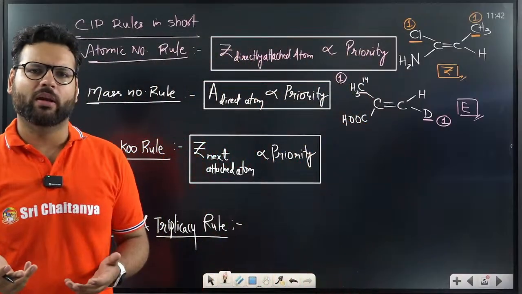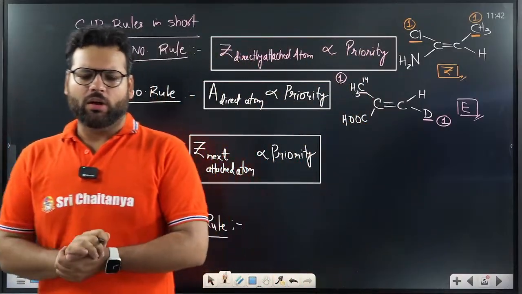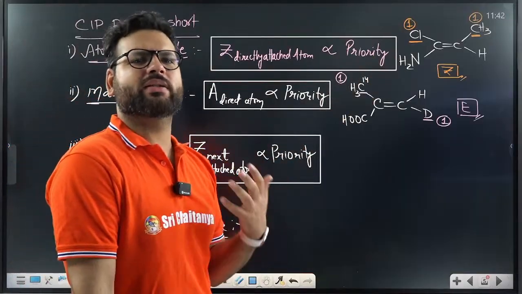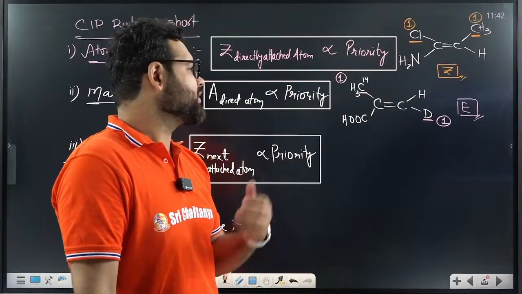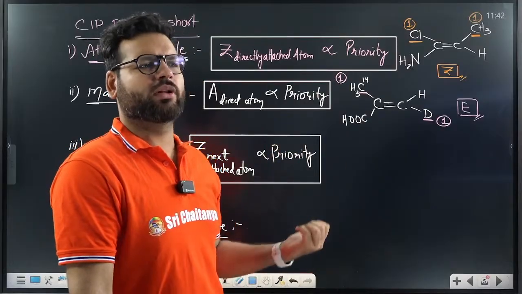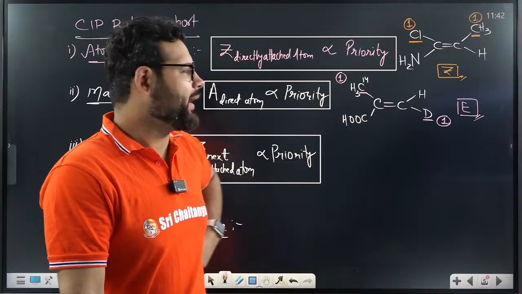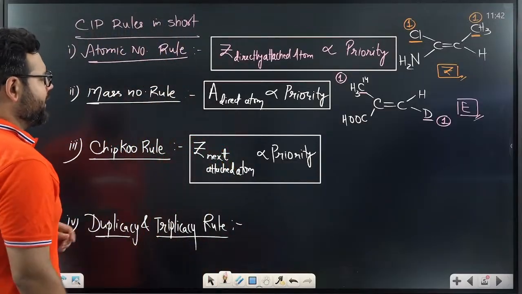Like this we have to tell. E and Z have some full forms also, not very much required. Z is called Zusammen. E is called Entgegen. I'll show you the spelling and everything, but not much required. Zusammen and Entgegen.